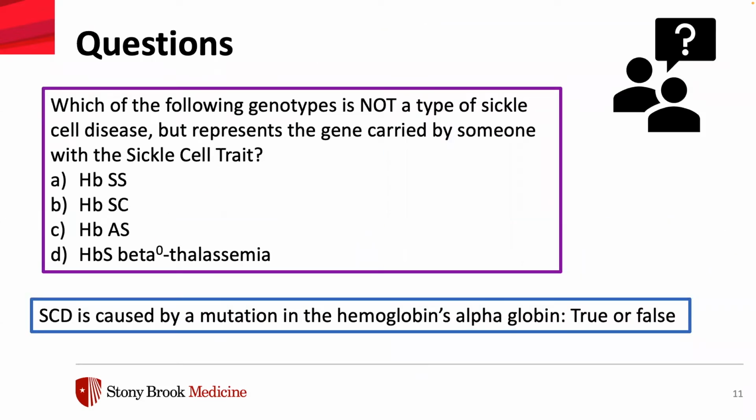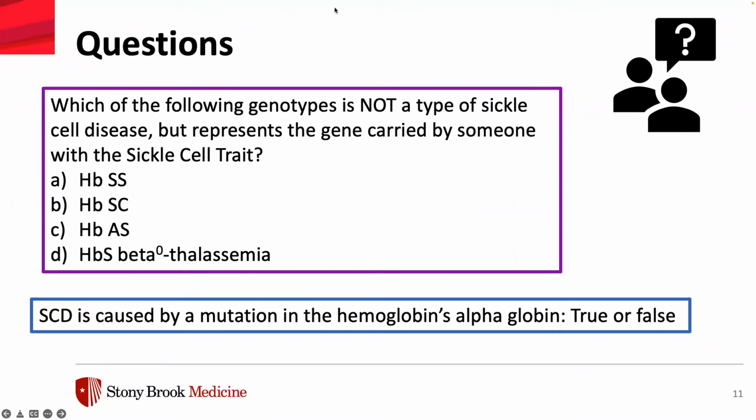So then I have our first questions here, just to go over a little bit of the background and pathophysiology. Which of the following genotypes is not a type of sickle cell disease, but represents the gene carried by someone with the sickle cell trait? Just to give you a clue, the normal hemoglobin would be hemoglobin A. So that can help you figure out the answer.